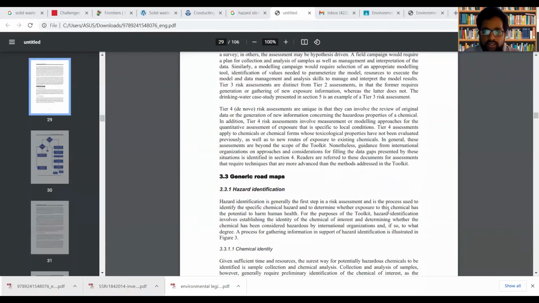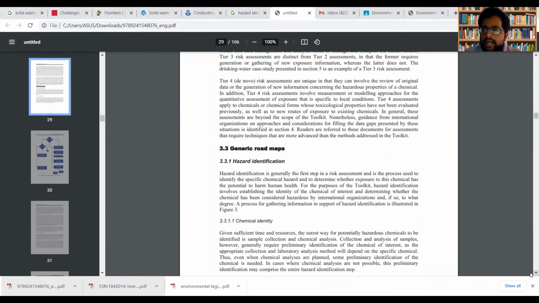So continuing, we have already seen that in the case of risk assessment, hazard identification is the first step. This process will be used to identify the specific chemical hazard, and we also have to determine whether an exposure to this chemical will have any potential to harm human health.